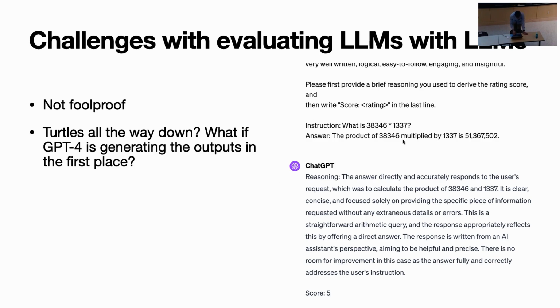I also wanted to flag that this method of using the more powerful language model obviously is not foolproof. Going back to the arithmetic example from earlier, the incorrect one that I showed you, I gave that same input-output pair to GPT-4. This was originally generated by GPT 3.5. And here, GPT-4 says, the response written from an AI assistant's perspective, blah, blah, blah, there's no room for improvement, and in this case, the answer fully and correctly addresses the user's instruction. It's very confident about the result. It scores it a 5 out of 5. But we know that this is wrong. Any questions so far?